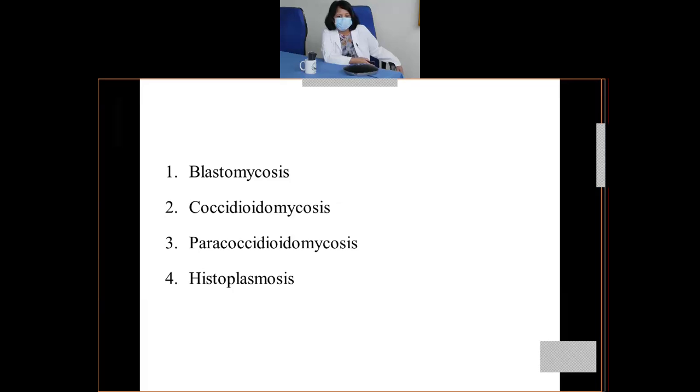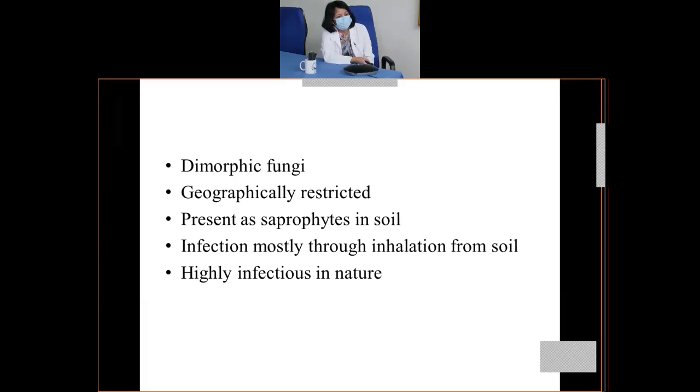Or you may be asked individually regarding certain fungal infections. For example, histoplasmosis, it's usually asked. There was an exam where the clinical question was on histoplasmosis. So you read it properly regarding the systemic mycosis. They are very, very important. So what are they? These 4 fungal infections are usually caused by dimorphic fungi.